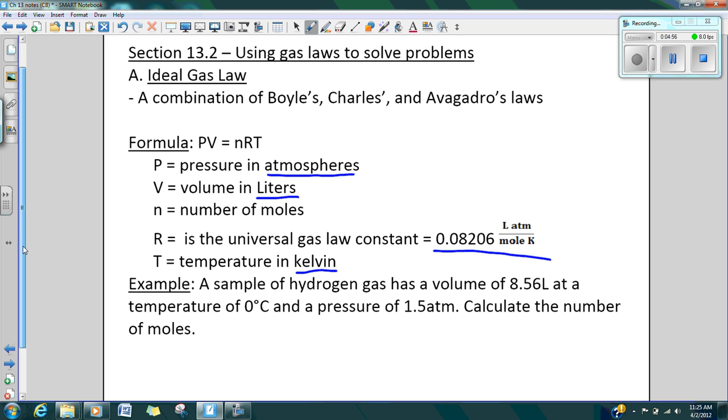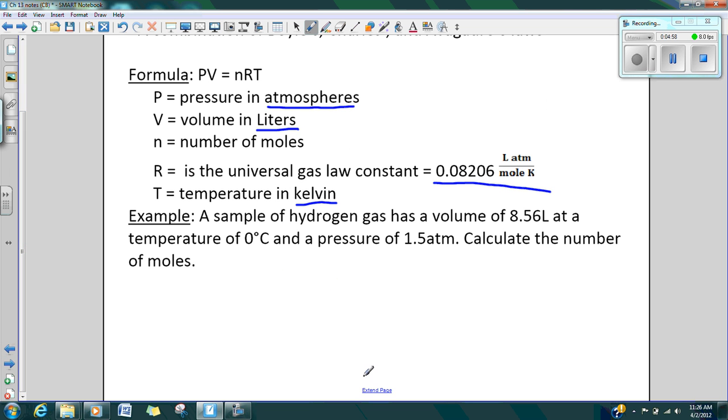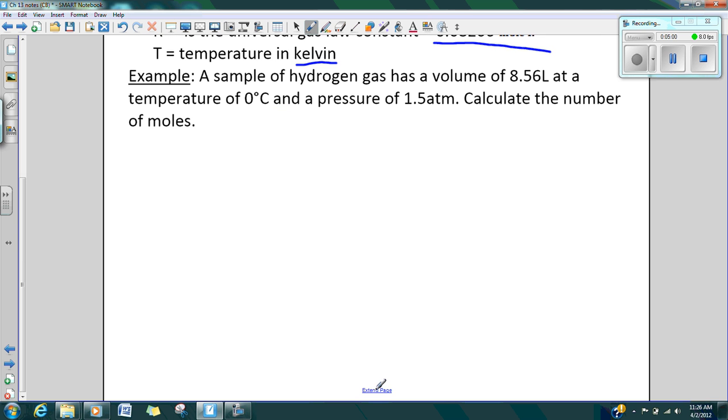I went right by it. Here we go, our example. So we have a sample of hydrogen gas that has a volume of 8.56 liters, so we have the liters that we need. We have a temperature of 0 degrees Celsius and our pressure.